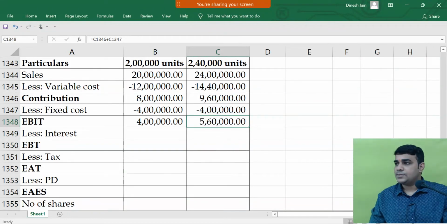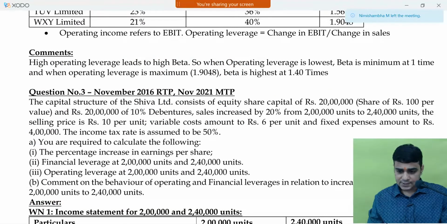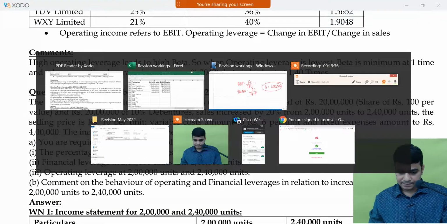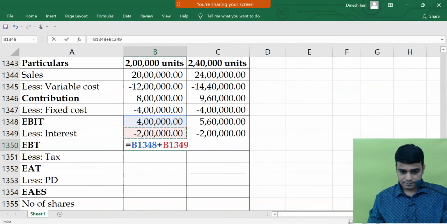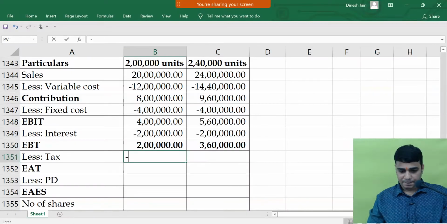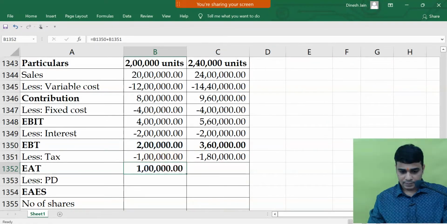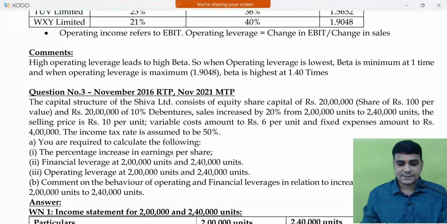So normal income statement, I don't have anything tricky to explain here. Interest is 10% debentures of 20 lakh rupees, so 2 lakh. Tax rate is 50%. No data on, I think, the preference part of it.